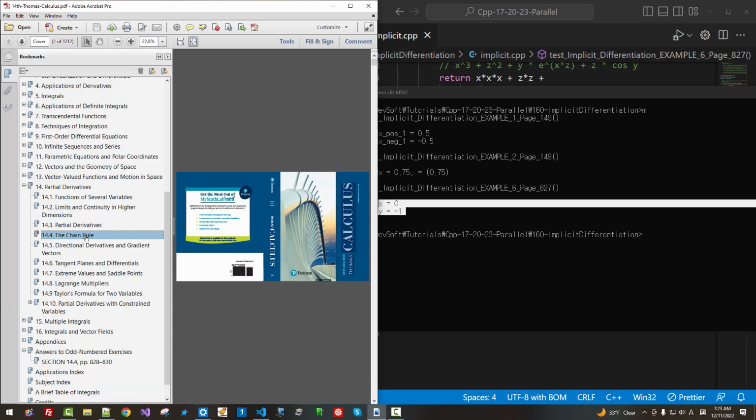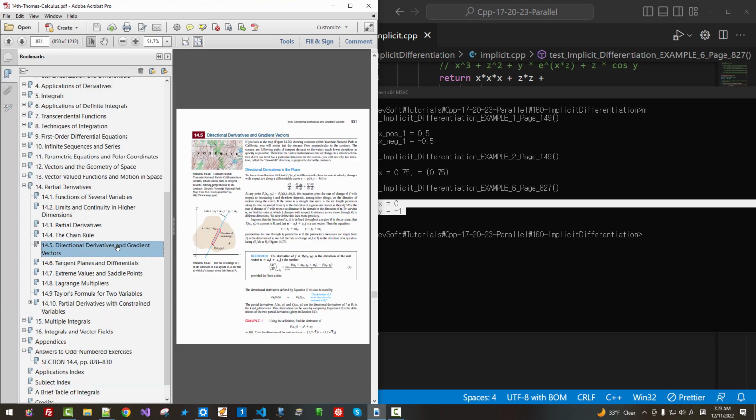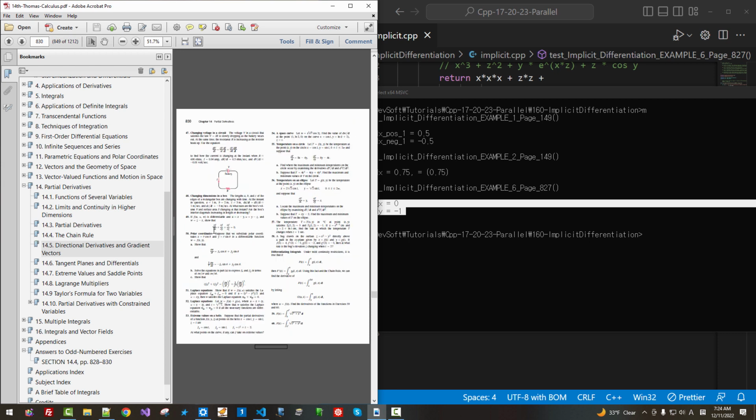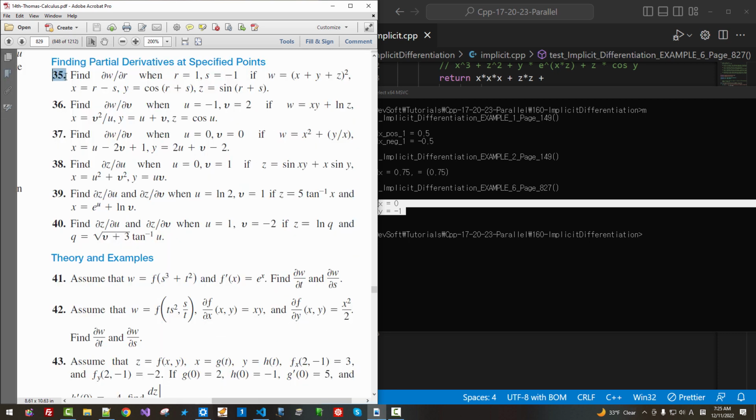Now, in chapter 14, chain rule, we will solve problem 35, 37, etc. We can basically solve all the problems in this book, not only in this chapter. We can solve all the problems in this book. We will have 3 minutes coffee break.